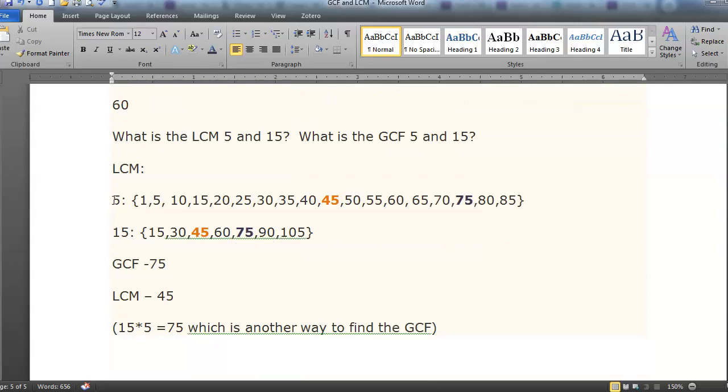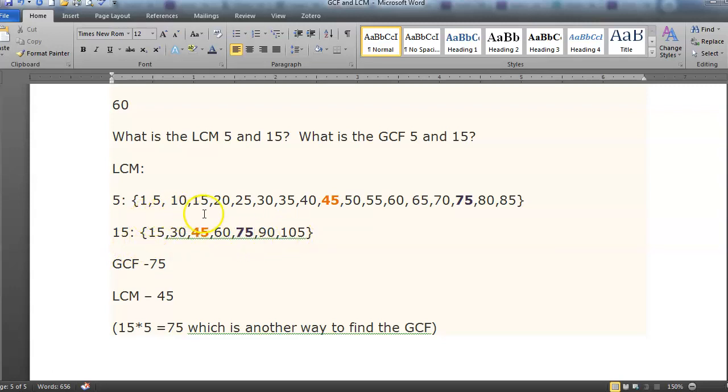It becomes a little bit trickier when you're dealing with numbers that are kind of prime numbers in a way. So counting by 5s might not be too bad, but 15 might be a little harder. But let's do it. So we want to find the LCM for 5 and 15 and the GCF for 5 and 15. How do we do it? I did it like I did before. Count by 5s. 5, 10, 15, 20, all the way to 85. Did the same thing with 15. Count by 15s. 15, 30, 45, 60, 75, 90, and 105.